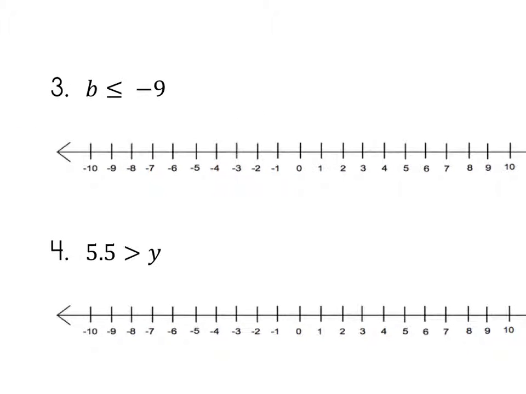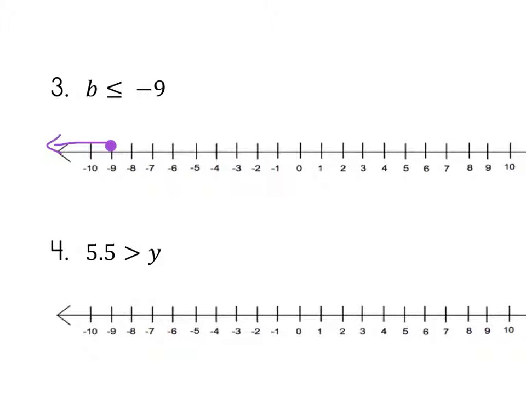Moving on to 3, this one says b is less than or equal to -9. So you guessed it. I'm going to put a point at -9, and it's closed because it can equal. But I also need to keep in mind that there needs to be some shading involved. Where is b smaller than -9? Well, that's all to the left.